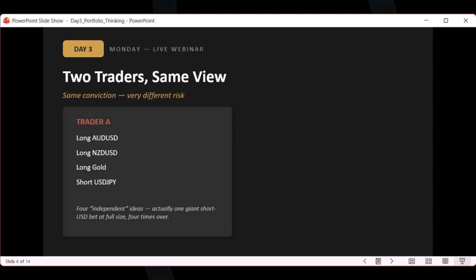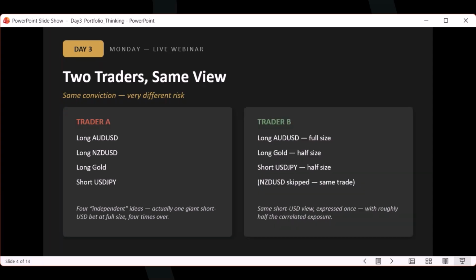Although these are four independent trading ideas taken off four different charts, they're actually one giant short USD bet at full size, 4 times over. Whereas trader B has the same overall short USD view expressed once with roughly half the correlated exposure. What's happened here is we have a long Aussie dollar US, half a long gold, and a short US yen, also half the size. We've skipped the Kiwi USD.